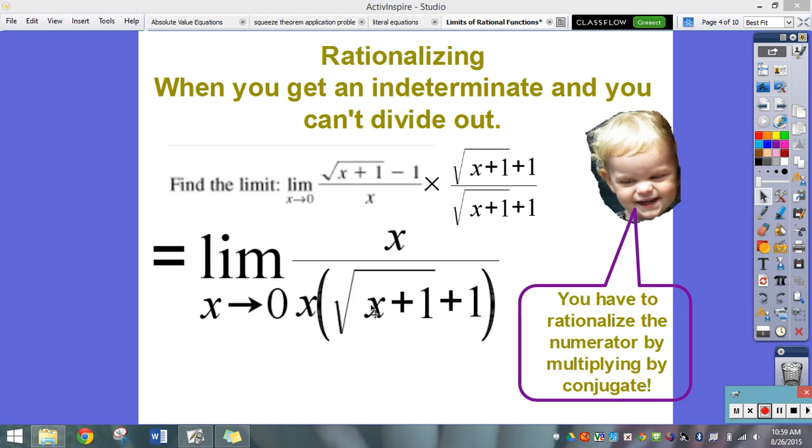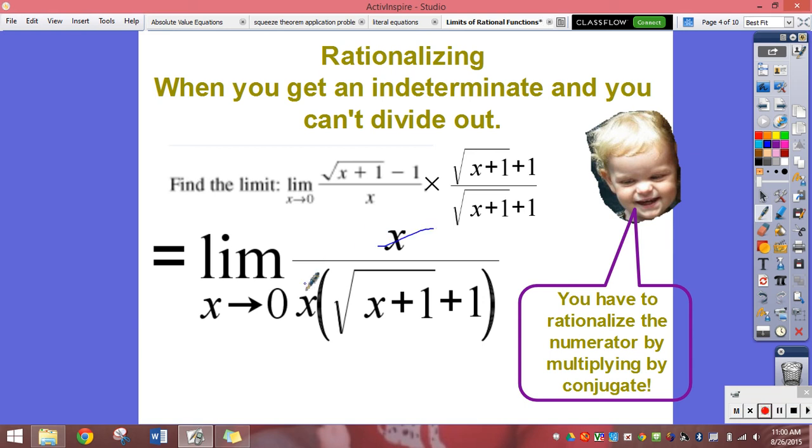x times the square root of x plus 1 plus 1. And the reason we don't multiply that out is because if you look at your resulting rational, you have an x on the top and the bottom. This x is being multiplied by this entire expression. Therefore, I can cancel those x's.